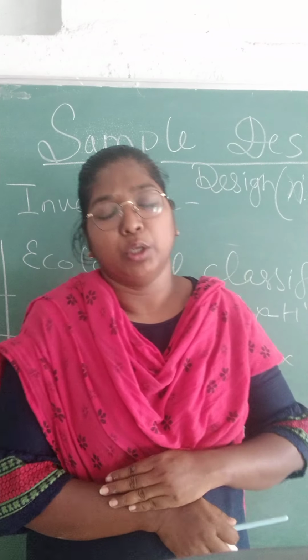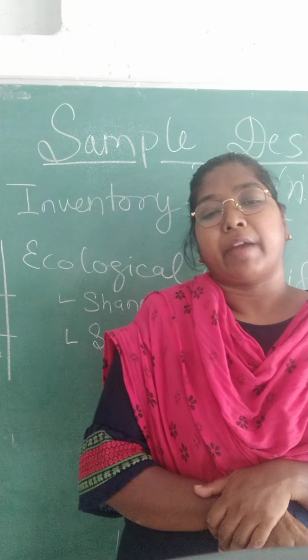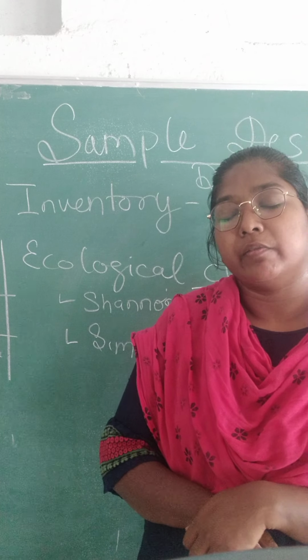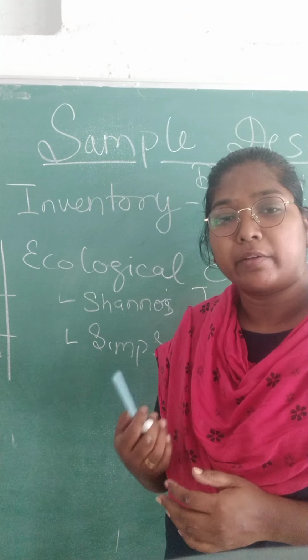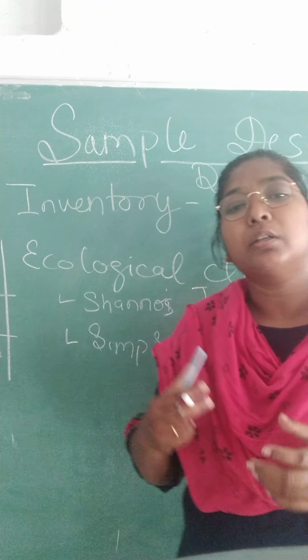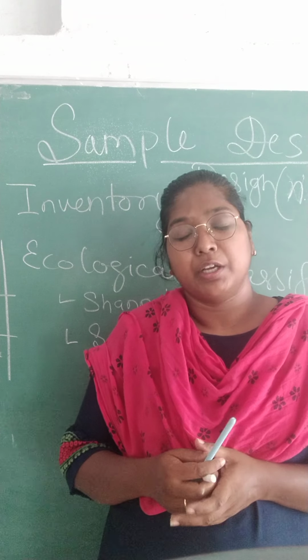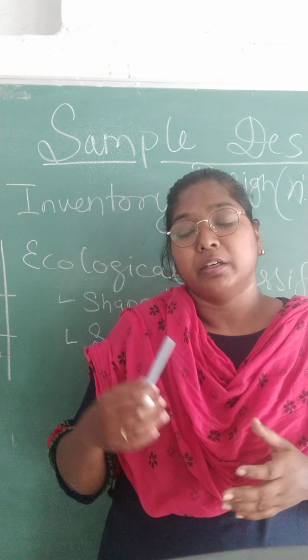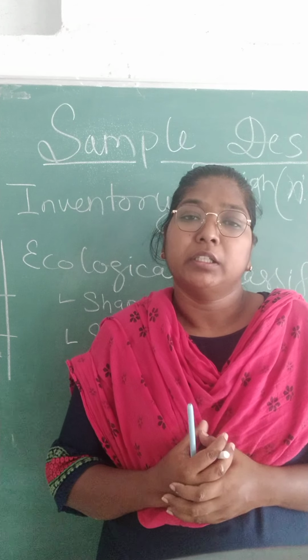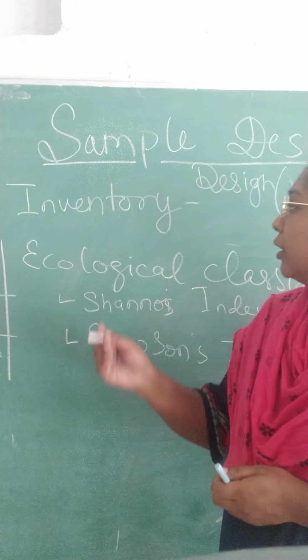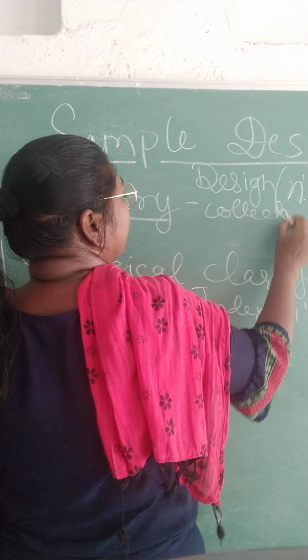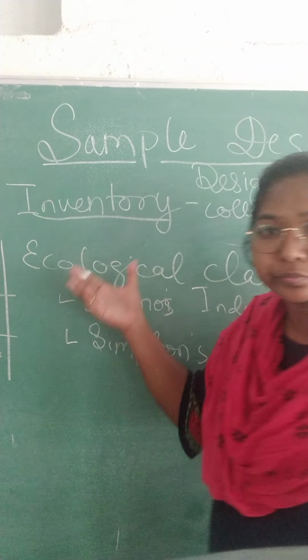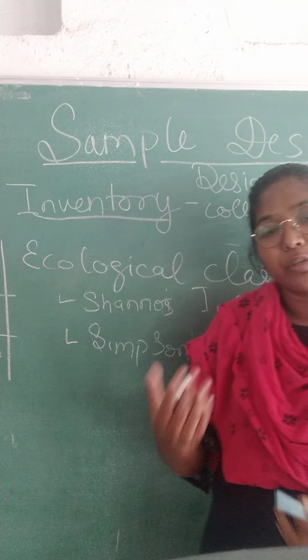What is inventory? To collect factual data is known as inventory. Suppose we have to find out the number of species or the composition of plant vegetation; when from different perspectives we collect data, it is known as inventory. Inventory is nothing but collection of data.